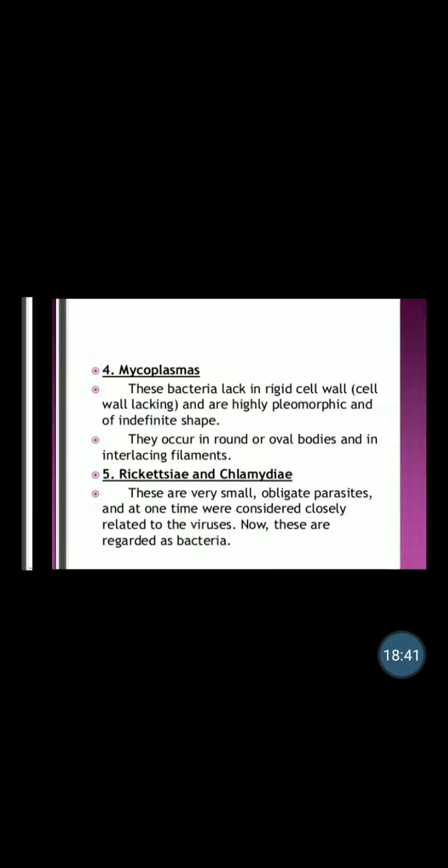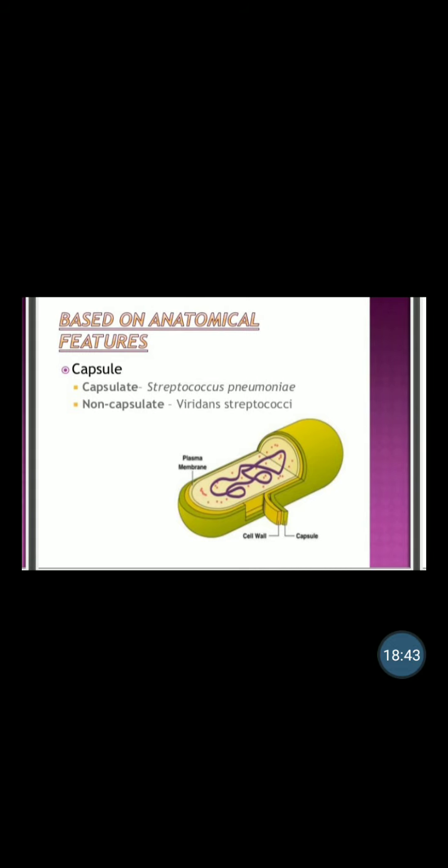Next, classification based upon anatomical features. First, capsule. These are the bacteria which show presence of capsule, that is capsulated, for example, Streptococcus pneumoniae. The next, non-capsulated, that is these are the bacteria which show absence of capsule, for example Viridans streptococci.